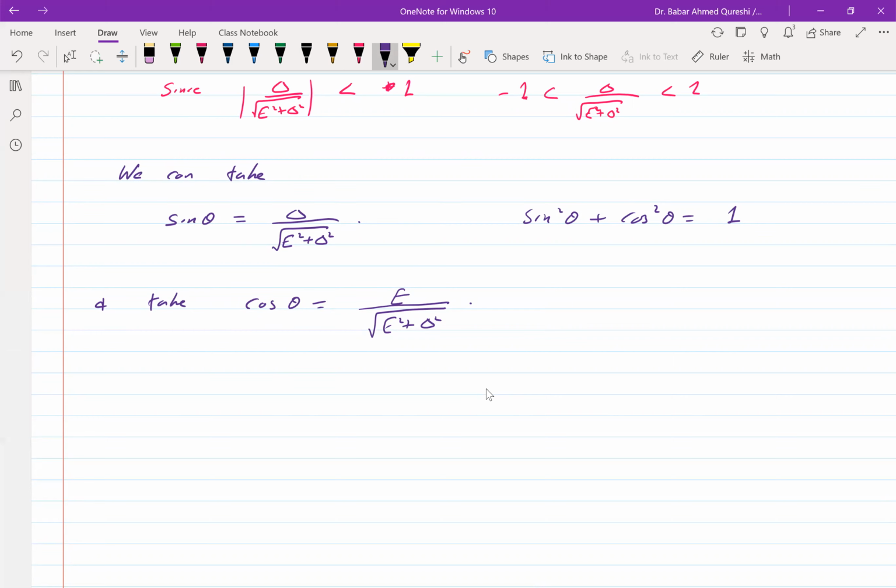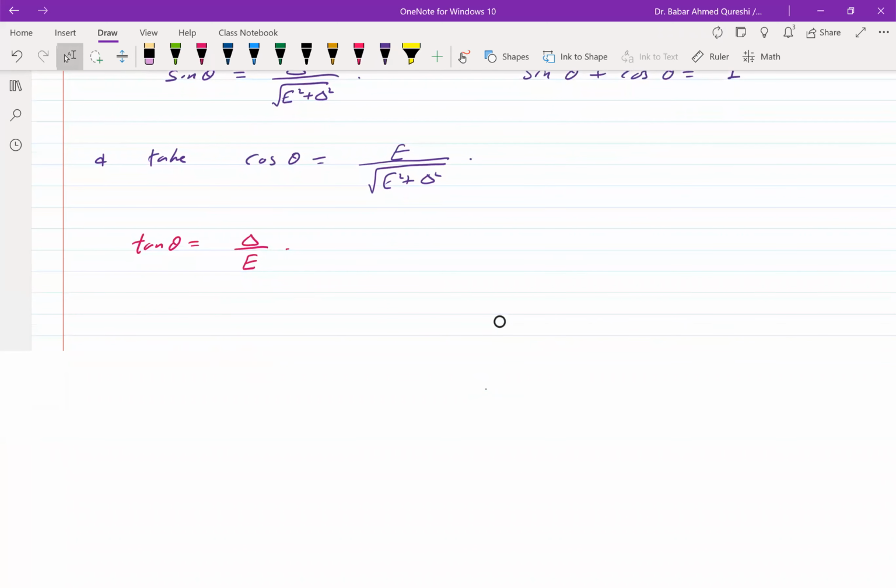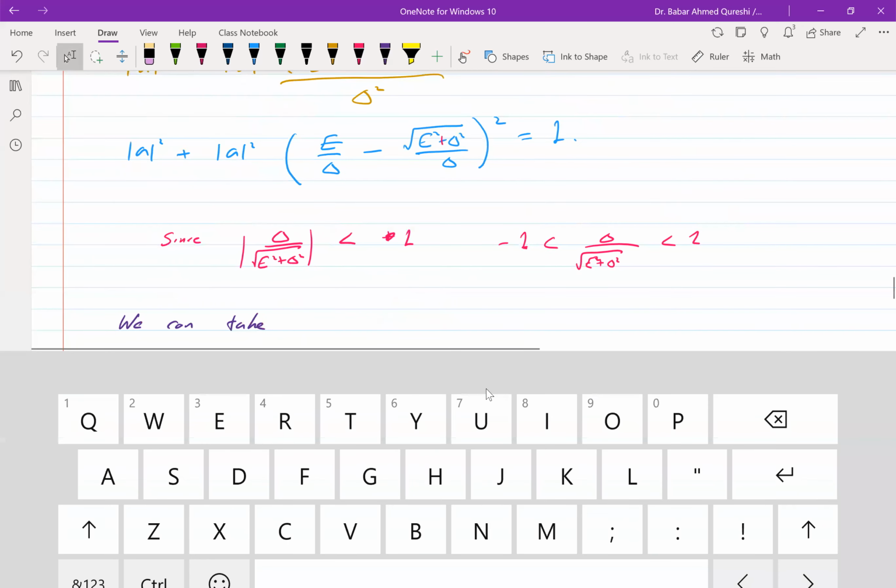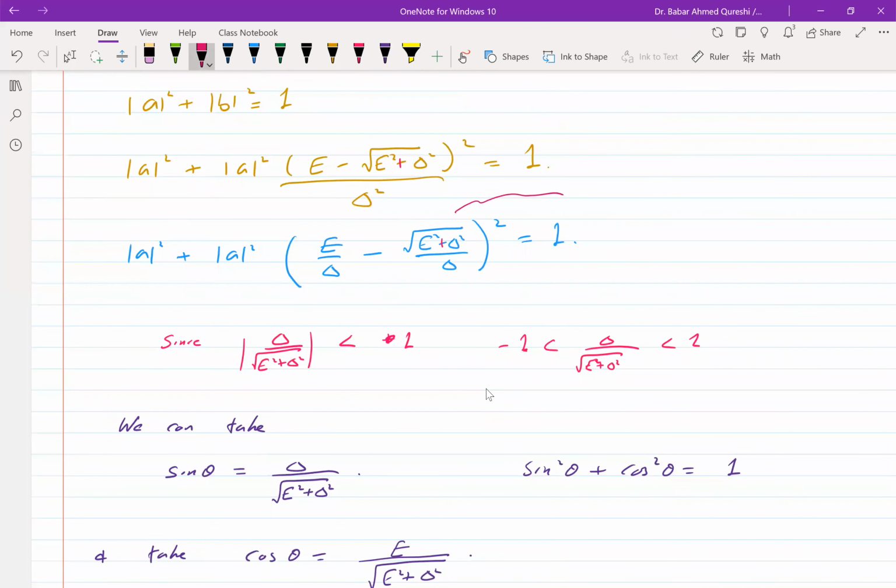So, but this would also mean that tangent theta is simply delta over E. So therefore, if I look at this equation, this one is 1 over sine theta, and this is 1 over tangent theta.